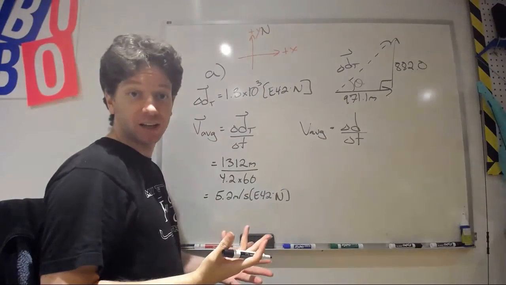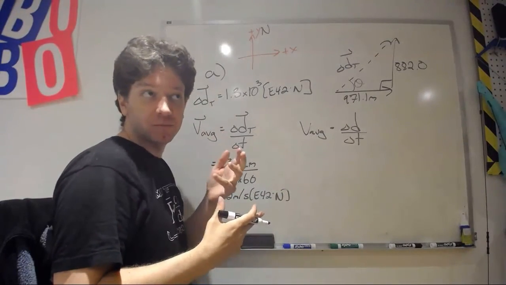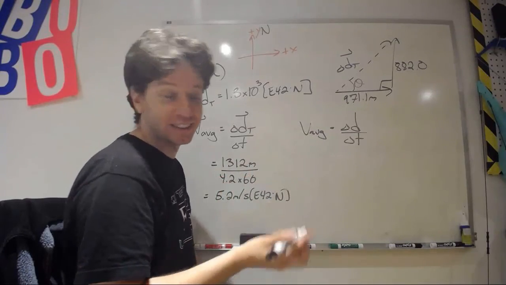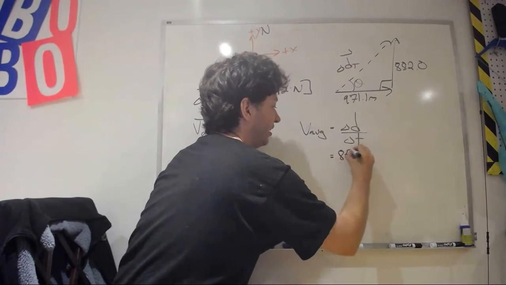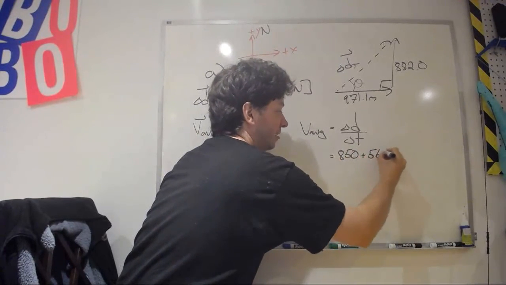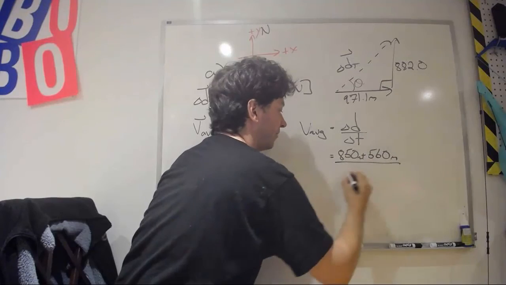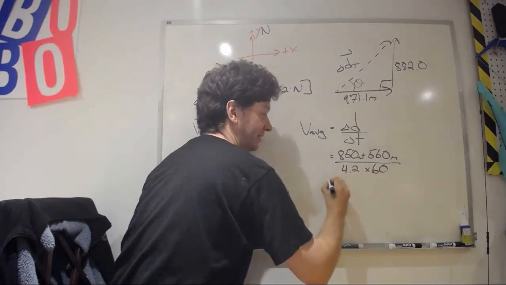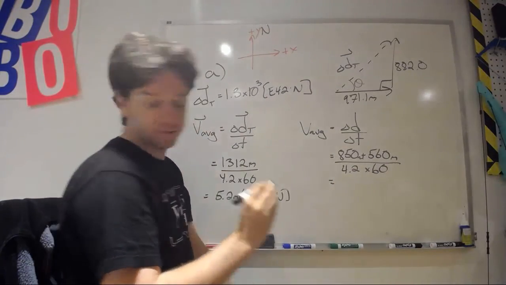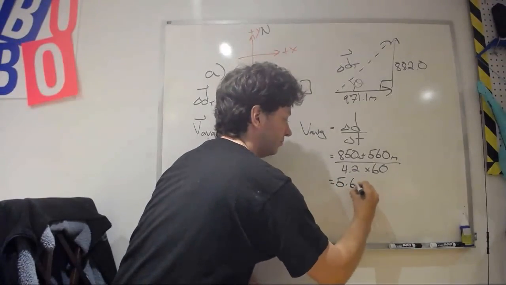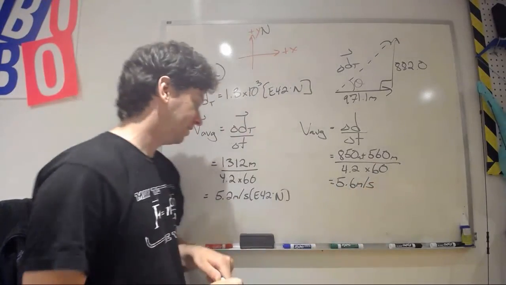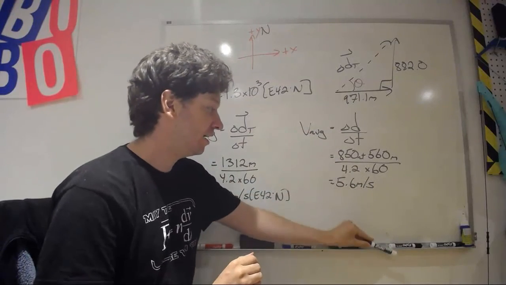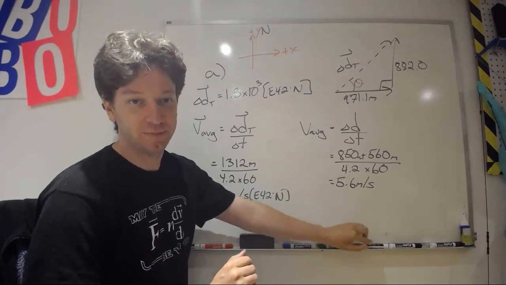Distance is also a scalar quantity. To figure that out, you just add the distances. In this case, we do 850 plus 560 meters divided by the time, which was 4.2 minutes. Turn it into seconds, so multiply by 60, and we'll get 5.6 meters per second. All right, so that's your difference between speed and velocity. Speed is distance over time, velocity is displacement over time.